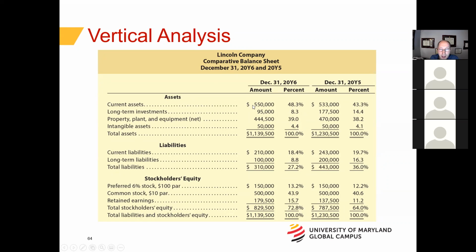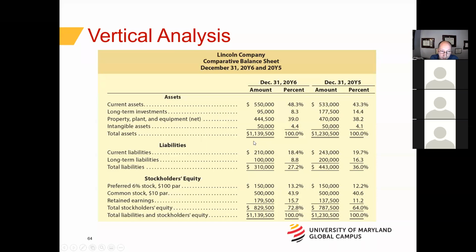We take our current asset amount divided by total assets. 550,000 divided by 1.139 million is 48.3%. We would do the same thing for each item. Long-term investments, 95,000 divided by 1.139 million, that's 8.83%. I'm sorry, 8.3%. Property, plant, and equipment, 444,500 divided by 1.139 million equals 39%. So forth and so on. You see what we're doing here.